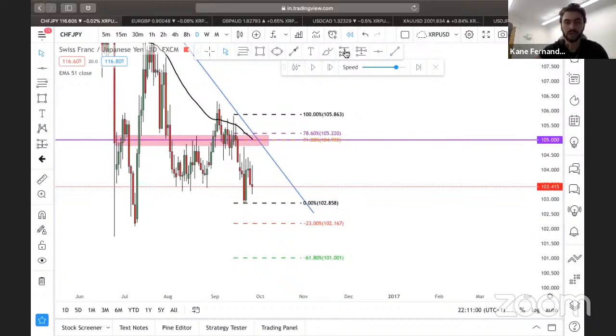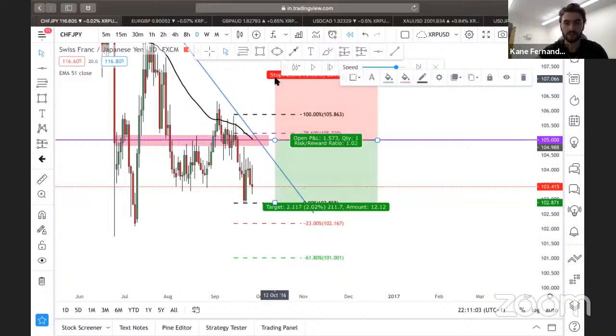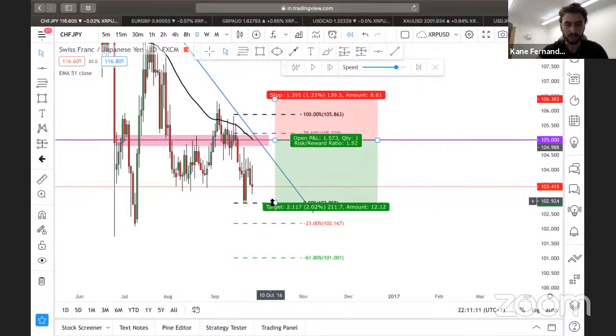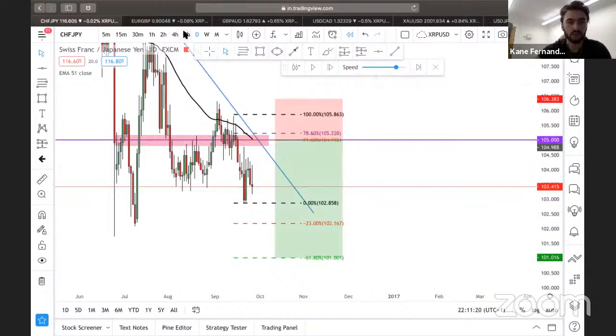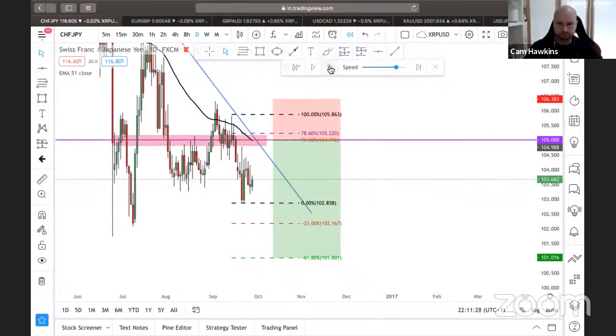So I look to get a short position, something like that. Stops just above the... I mean, you could just have it above the 100%, but let's just put it above this wick here, just as a liquidity point. So we have our take profit just down here. We can make it a little bit tighter if you wanted to, something like that.